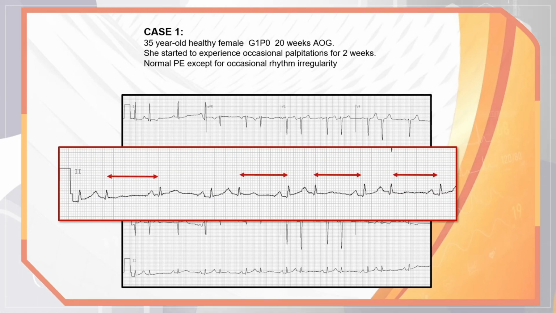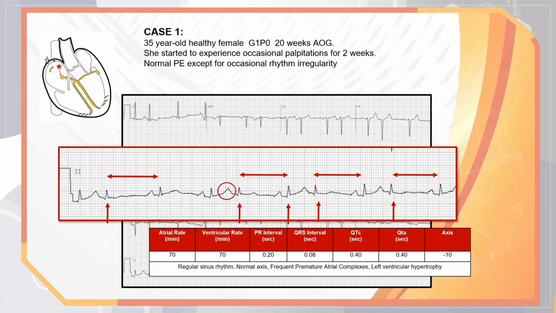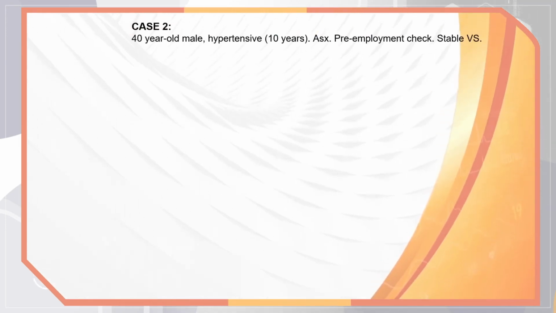However, there are premature beats indicated by that circle. That is called a premature atrial contraction. If you look closely in the circle, there is actually a P wave superimposed on the T wave. These are the measurements for the various ECG intervals, and most of them are normal except for the presence of the premature atrial beats.